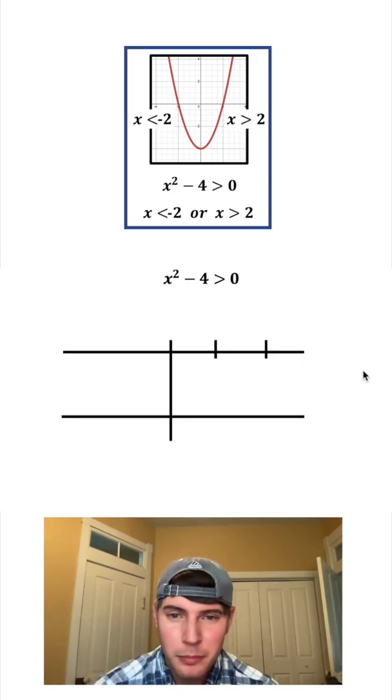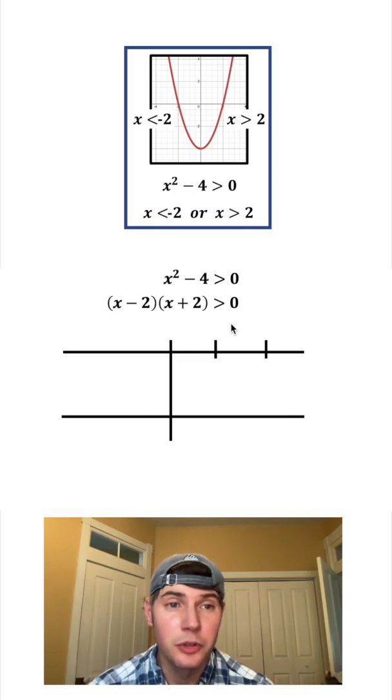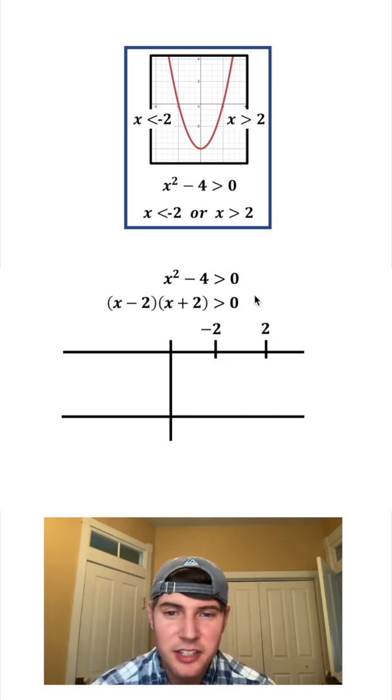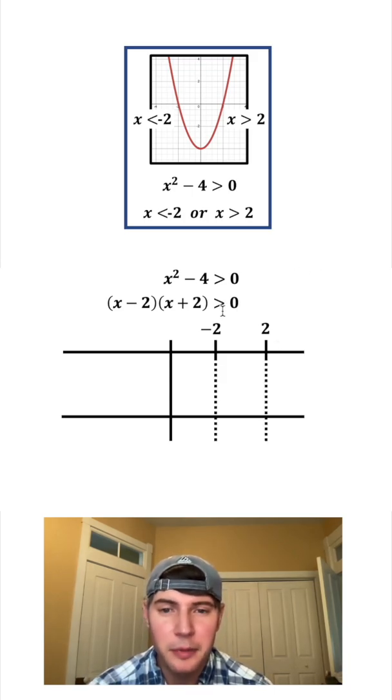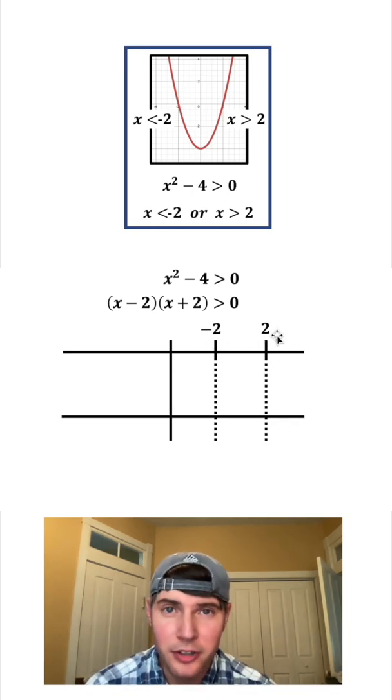And we're going to make a table. So we'll take this x squared minus 4 and factor it, and that's still greater than 0. And now we're going to find everywhere where this equals 0. So for the factor x plus 2, the 0 would be negative 2, and for x minus 2, the 0 would be positive 2. Now, since this says greater than and not equal, I'm going to make these dashed lines. That means that negative 2 and positive 2 are not part of the solution set.